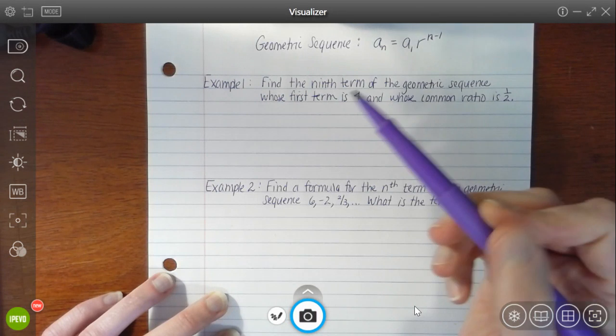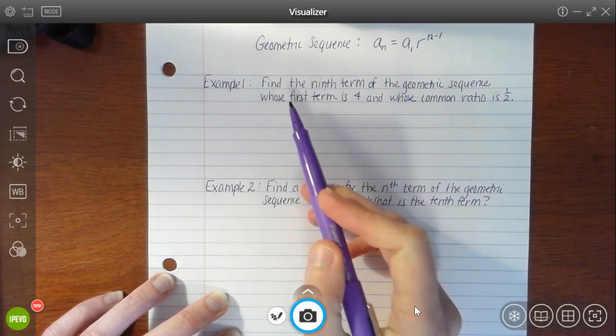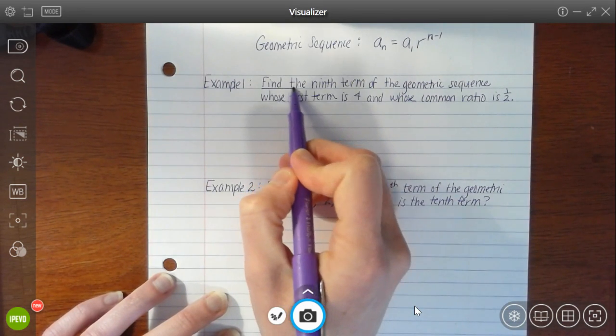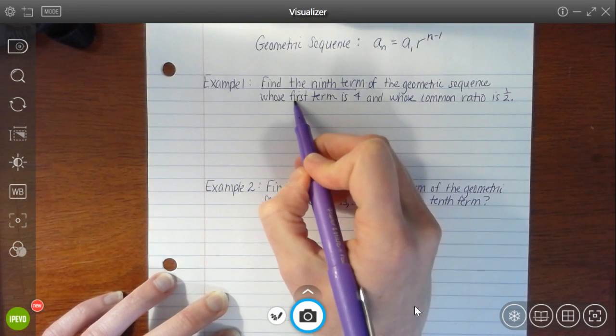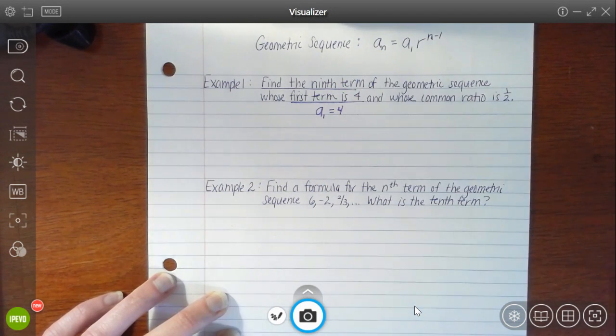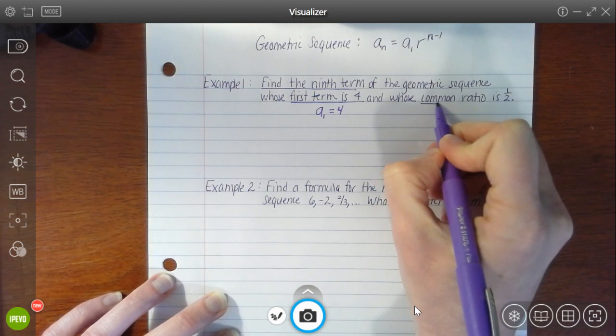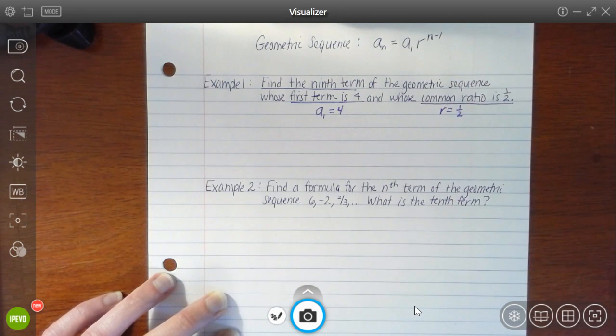We're going to start by just looking at a couple examples where we're asked to write the rule for the geometric sequence and then find a specific term in that sequence. So for our first example, they want us to find the 9th term of the geometric sequence whose first term is 4. So when they tell me that, they're telling me that a sub 1 is equal to 4 and whose common ratio is 1/2. So by telling me the common ratio, they're telling me that r is 1/2.